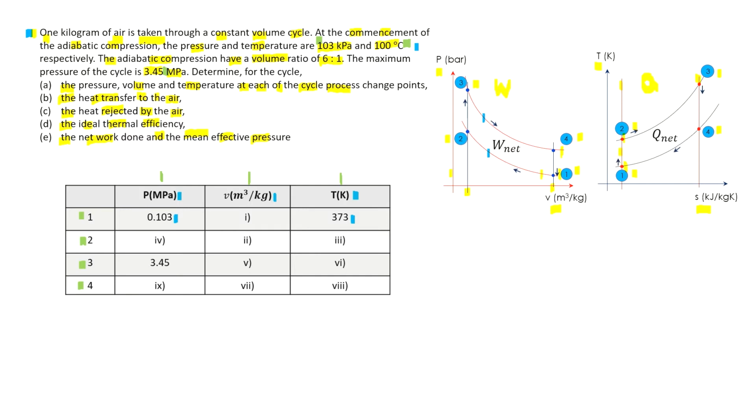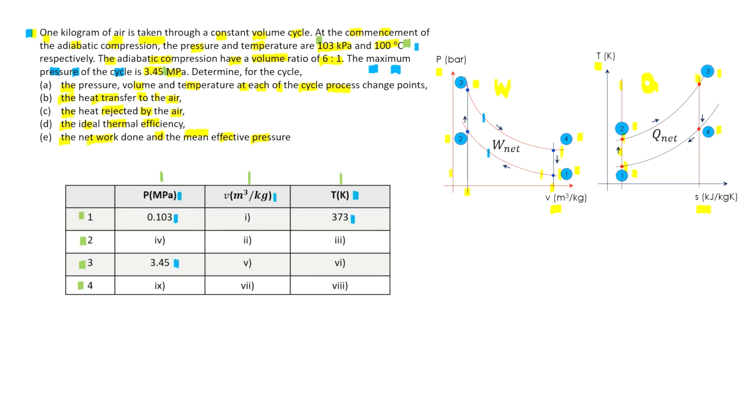And then based on the question, you have the maximum pressure cycle. They say the maximum pressure cycle. Okay, which is given as 3.45. So you just put in 3.45.